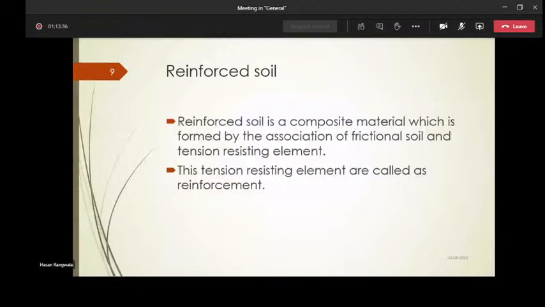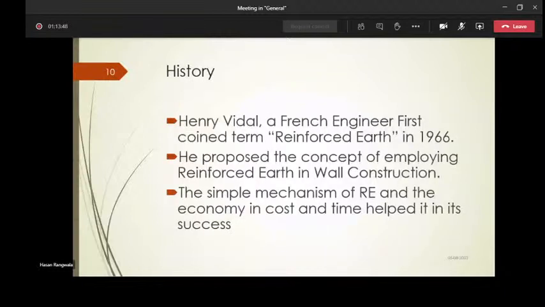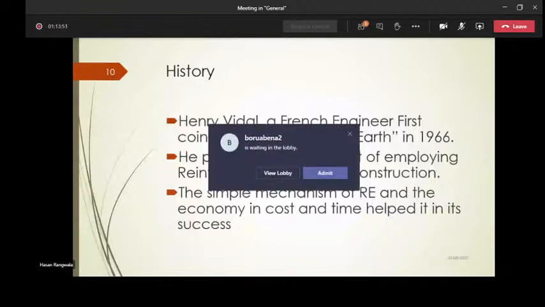because the basic problem with cohesive soil would be the water problem or the water loss within the soil. Okay, so we will just take a glimpse at the history of where this reinforced soil comes from.